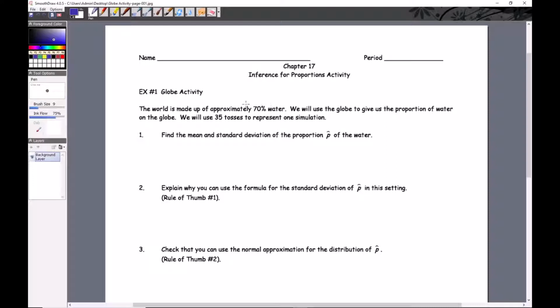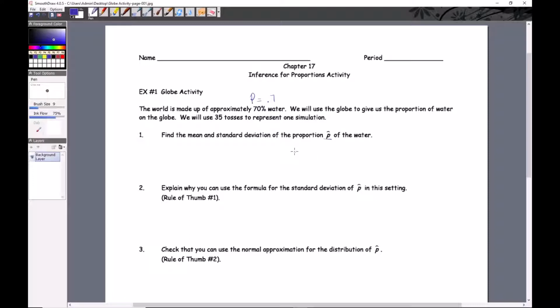But if the world is made up of approximately 70% water, that is a parameter. P is 0.7. All right? We used the globe to give us proportions of water on the globe, and we did 35 tosses to represent one simulation. So we didn't just do it over and over. We did 35, and then we just used the data that we got. So find the mean and standard deviation of the proportion p hat of the water.